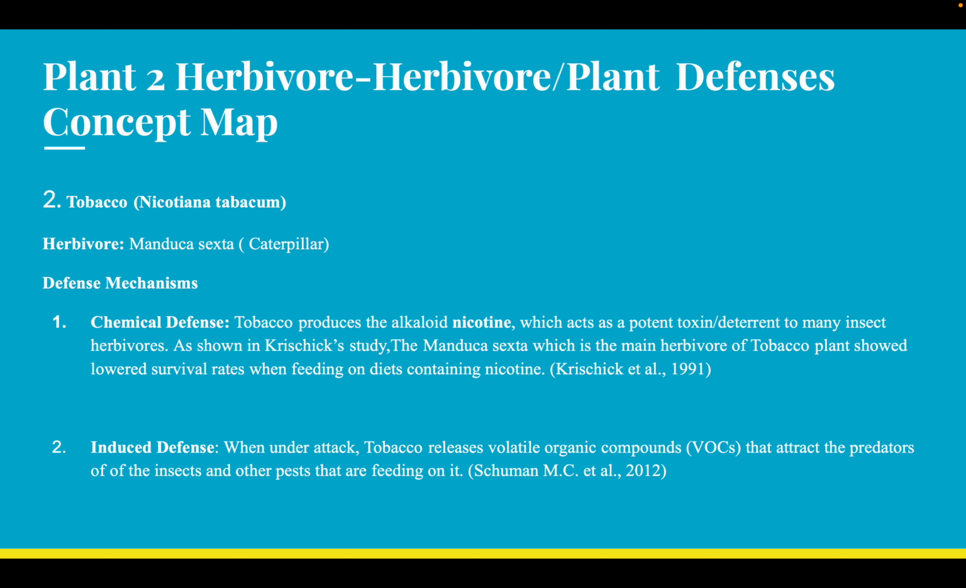As shown in Krishik's study, the Manduca sexta, which is the main herbivore that affects tobacco plants, showed lowered survival rate, little to no survival rate when feeding on diets containing nicotine, which shows that nicotine is a powerful deterrent to herbivores. Tobacco also uses induced defenses, which is basically releasing volatile compounds when under attack to attract the natural predators of the insects and other pests that feed on it.